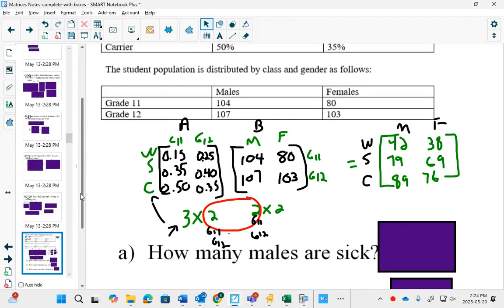But now, we can answer these questions so quickly, right? How many males are sick? 79. We've now got a new matrix that tells us all of that information. How many females are well? 38. How many carriers are female? 76.